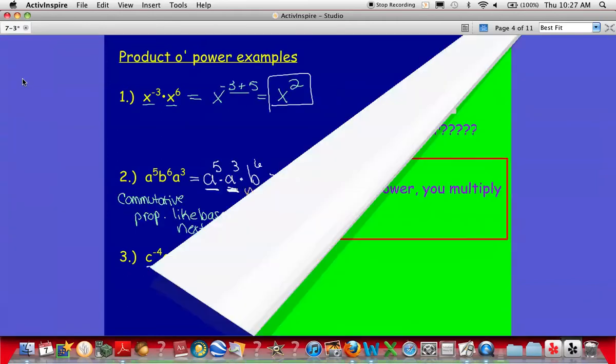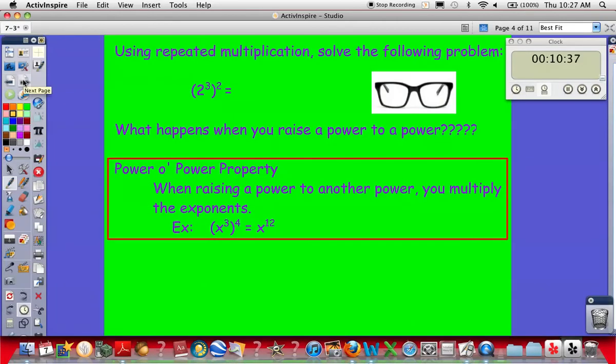For the next one, go ahead, flip your page, and we're going to use repeated multiplication now to solve this. So inside your parentheses first, we have 2 times 2 times 2 cubed, or squared. So we have to write this 2 times, so it's 2 times 2 times 2 times 2 times 2 times 2. Well, let's put it all together. 1, 2, 3, 4, 5, 6.